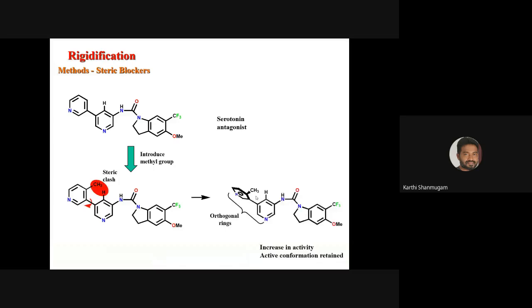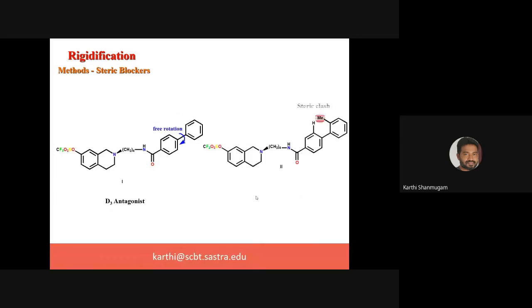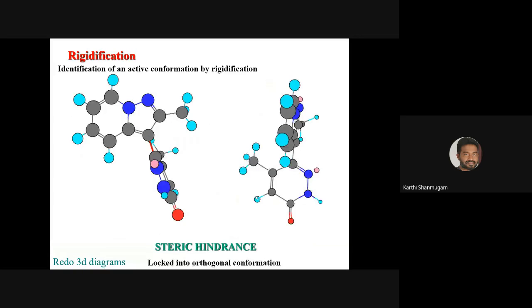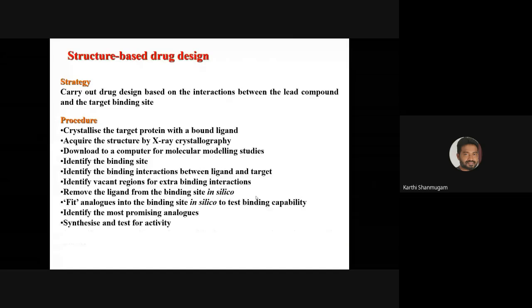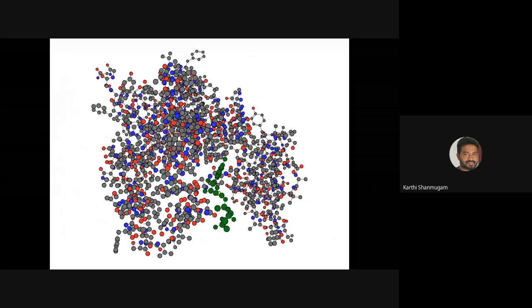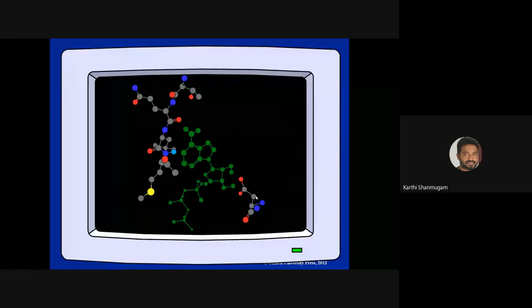I skipped many slides, not much important. These are just a graphical abstract of what I have discussed. I think that's all for lead optimization. Any question I can address?